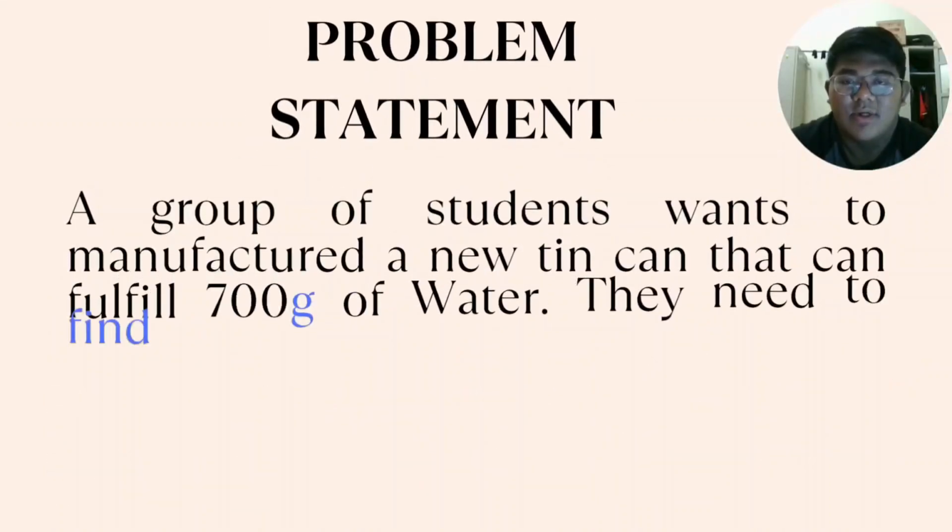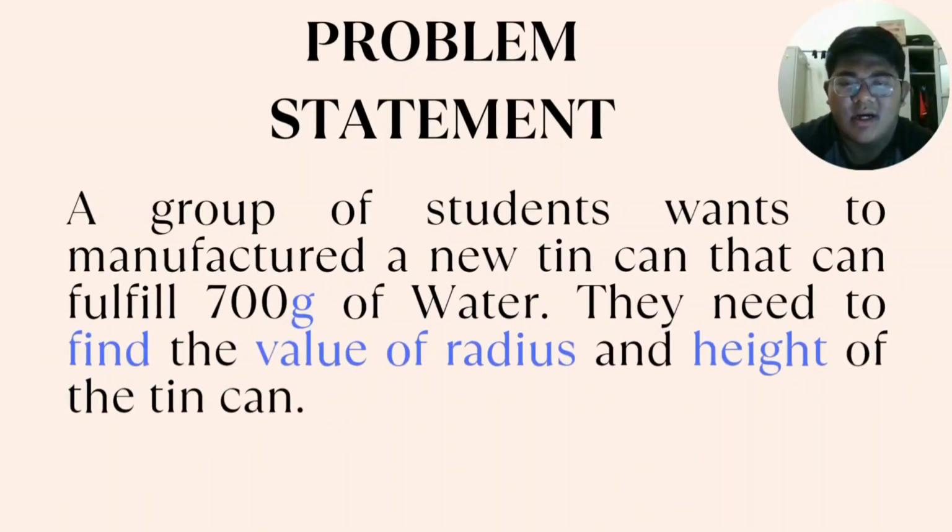Next is our group problem statement. A group of students wants to manufacture a new tin can that can fulfill 700 grams of water. They need to find the value of the radius and the height of the tin can. How our group can solve this problem is by using the differentiation concept to manufacture this tin can.